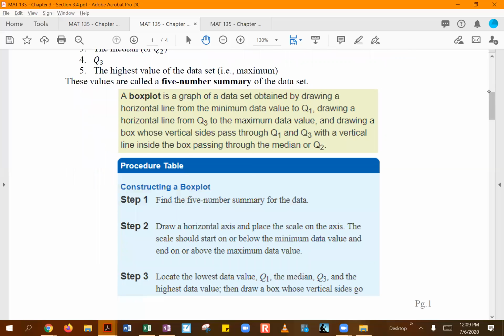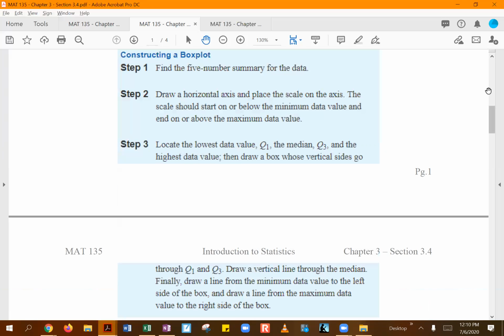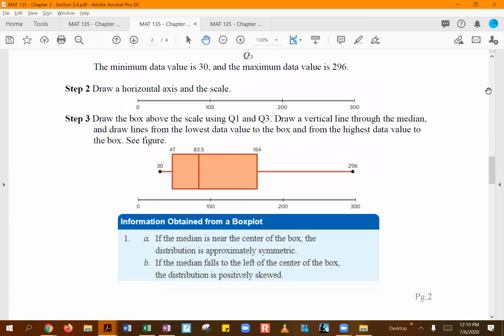So we are saying a box plot is basically going to be a graph of a data set obtained by drawing a horizontal line from the minimum value to Q1, drawing a horizontal line from Q3 to the maximum data value, and then drawing a box whose vertical sides will pass through Q1 and Q3, and we would be drawing another vertical line passing through the median or Q2. So what they're basically saying, it's going to end up looking something like this.